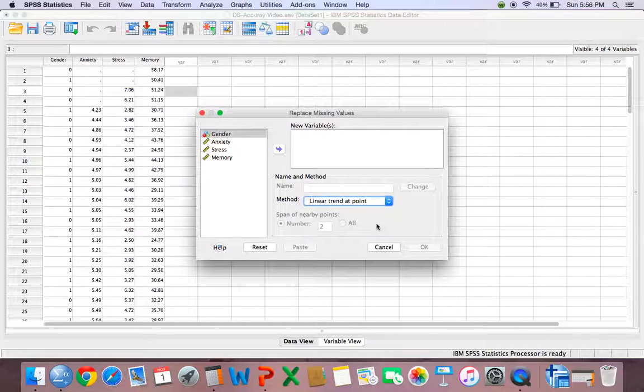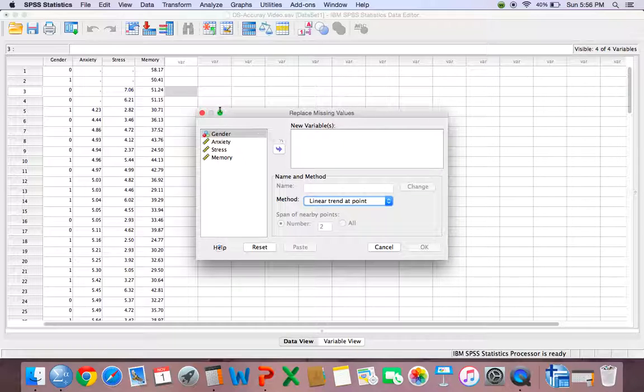So for example, if we have missing data in our gender column, which is right here, then we wouldn't move it over to the right. So the missing data, you wouldn't move it over to the right, into this box of things to be replaced.